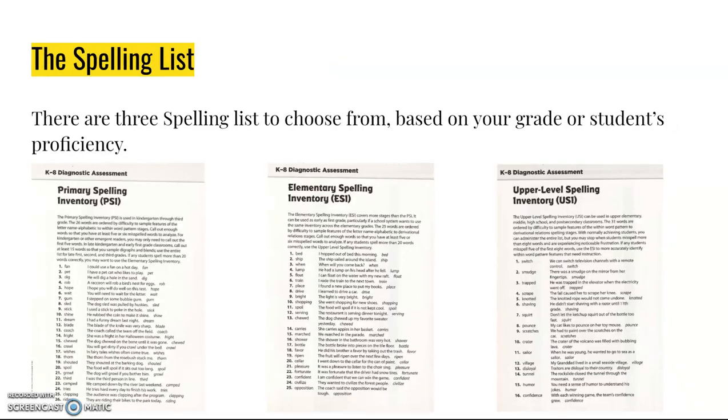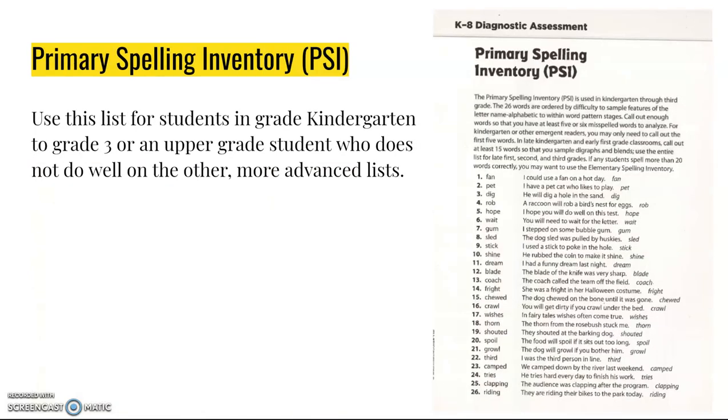There are 3 spelling lists to choose from based on your grade or your student's proficiency level. These spelling lists may look familiar. The first spelling list is the primary spelling inventory. You can use this list for students in kindergarten to grade 3, or an upper grade student who does not do so well on one of the other more advanced lists.